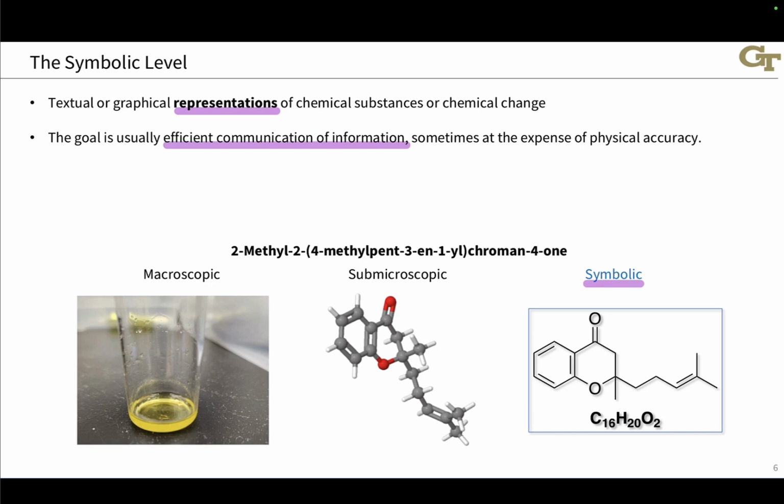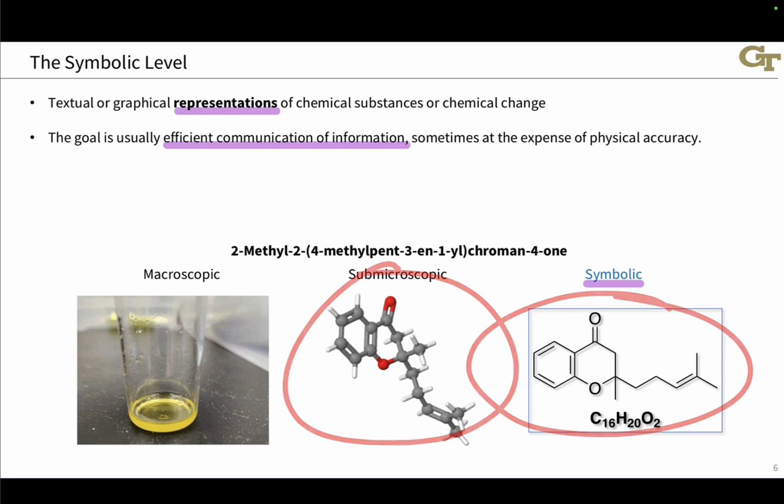So, for example, on the right here, you're seeing actually two symbolic representations of this chromane 4-one compound. The chemical formula in and of itself is a symbolic representation that gives us information about the numbers and types of atoms in the compound. And this skeletal or line angle drawing that you're seeing above gives us information about how the atoms are connected. There's a lot missing here if you compare this to the submicroscopic representation.